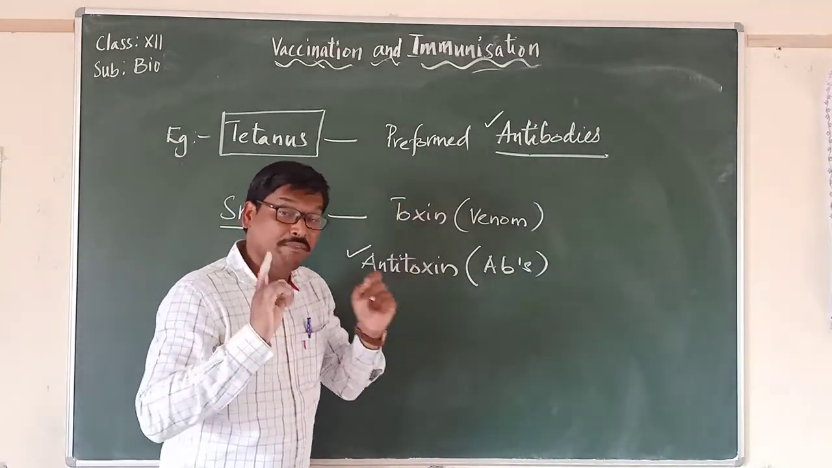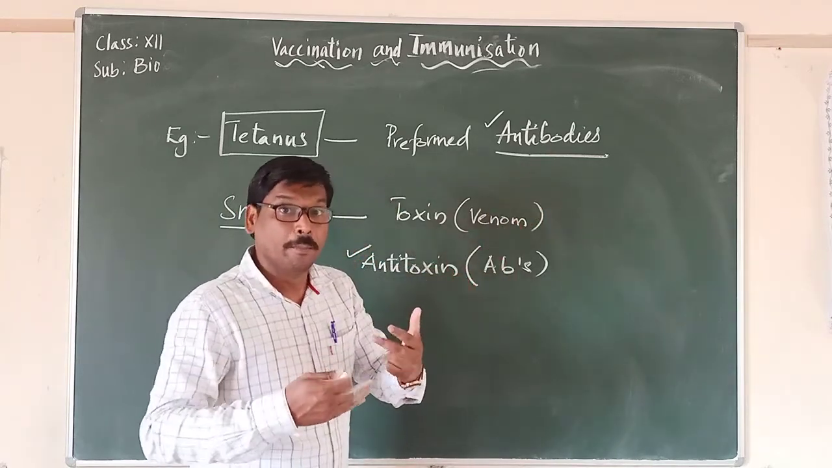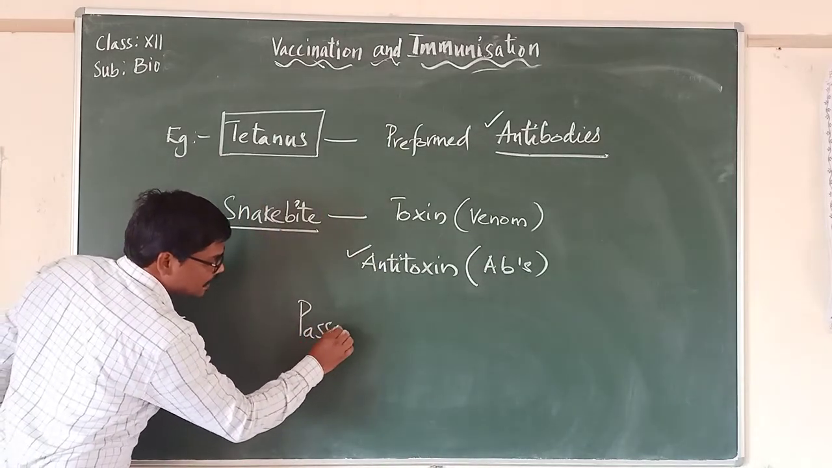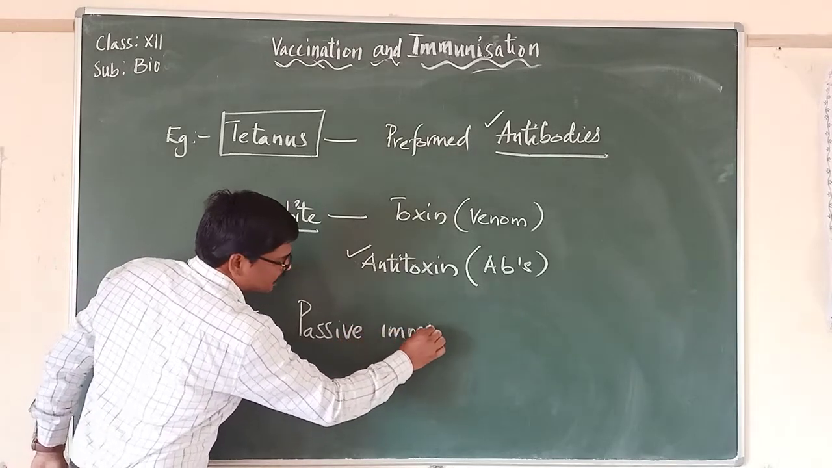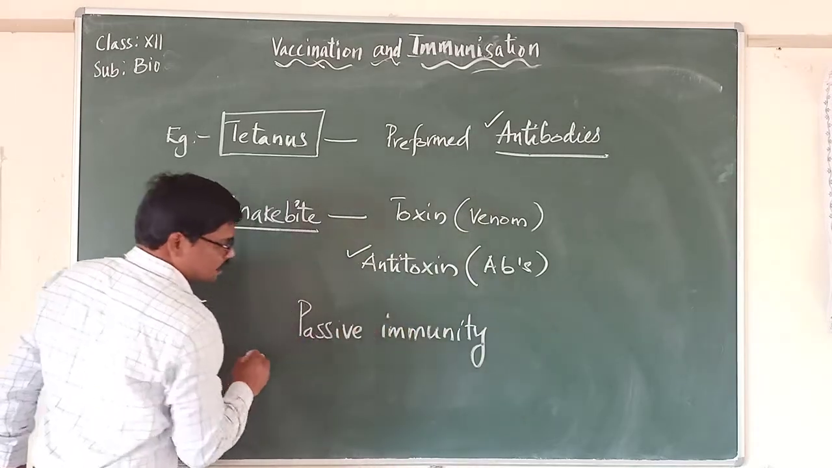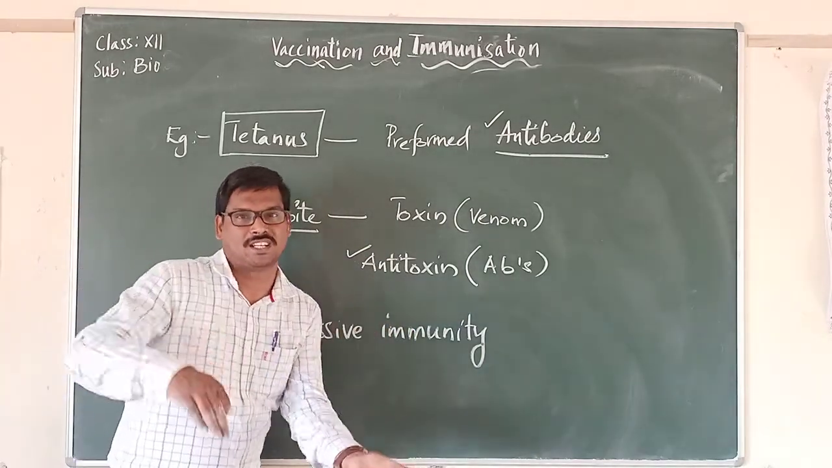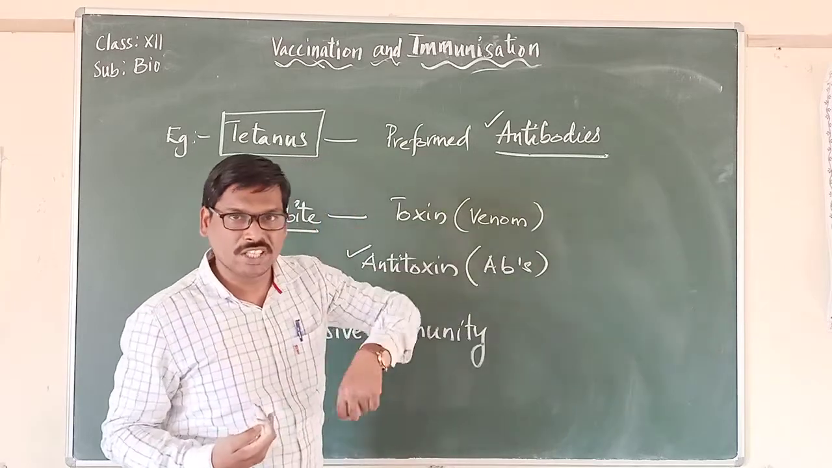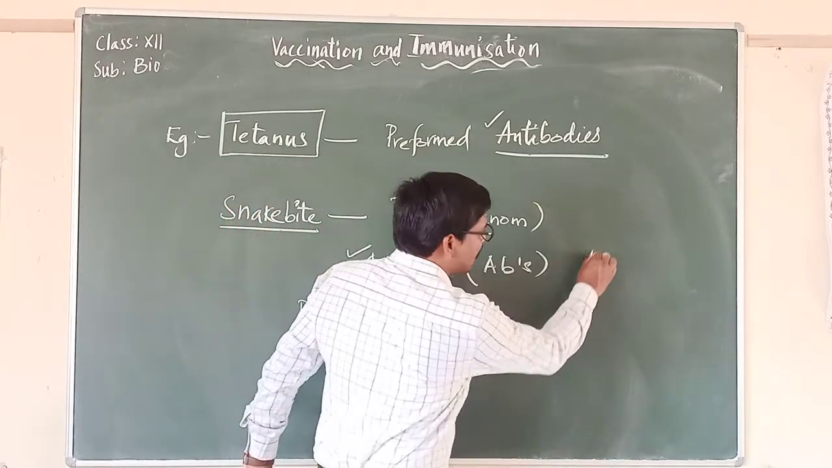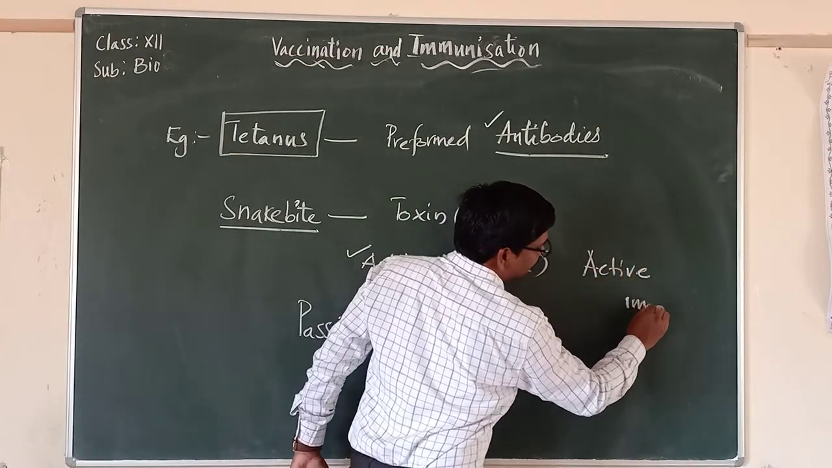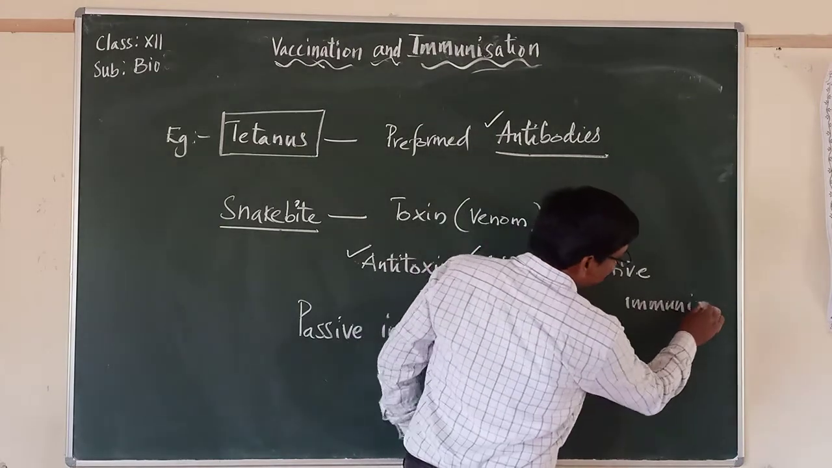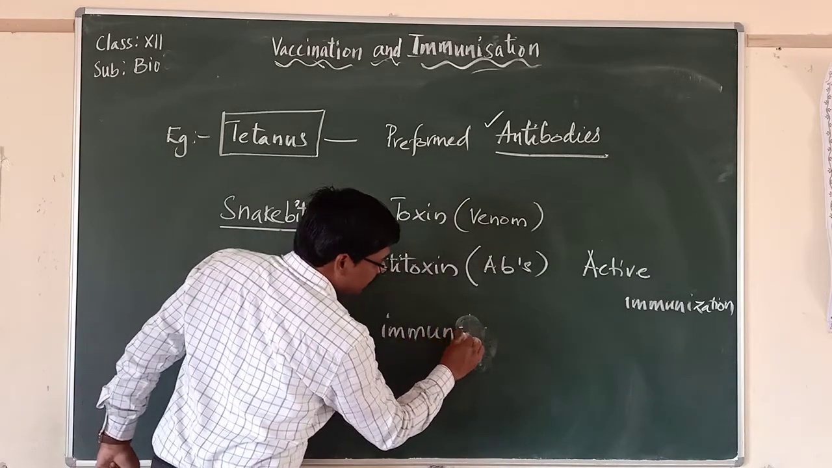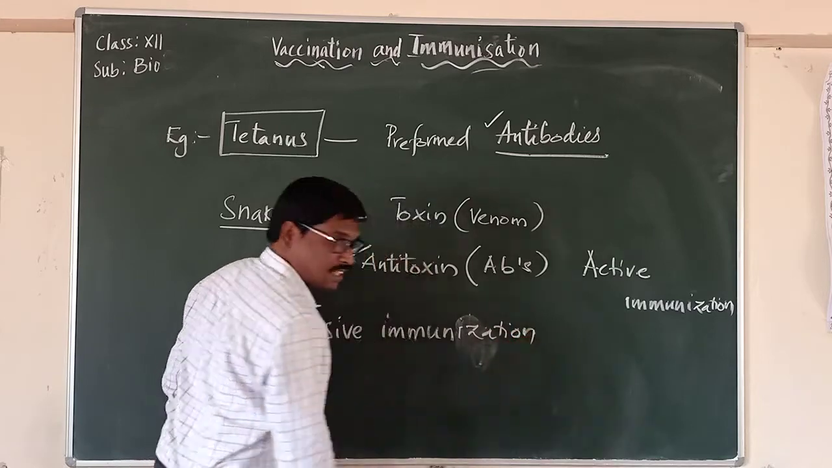So whenever we are giving antibodies which are prepared outside the body against a particular disease, we should remember that it is called passive immunity. Please remember this word, passive immunity, passed on from some other animal. But if it is prepared in our own body, when an antigen is introduced and our body produces the antibodies, that we call active immunity, active immunization. And this is the same, passive immunization, active immunization.